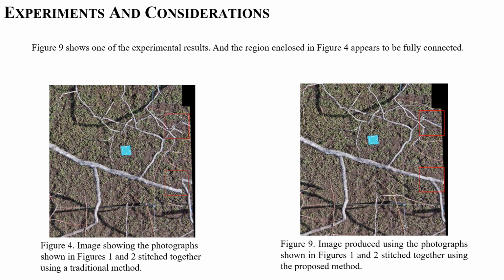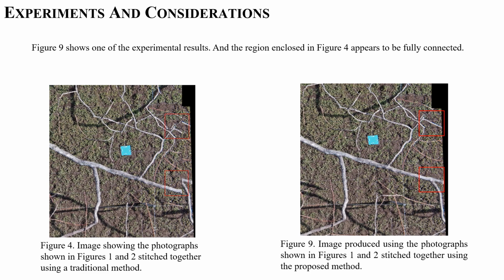This section is about the experiments and considerations. We demonstrate the effectiveness of our proposed method. We compared the synthetic precision of the traditional approach, which involves stitching images after extracting feature points from aerial images, to our method that extracts feature points and stitches images using cordon silhouettes.